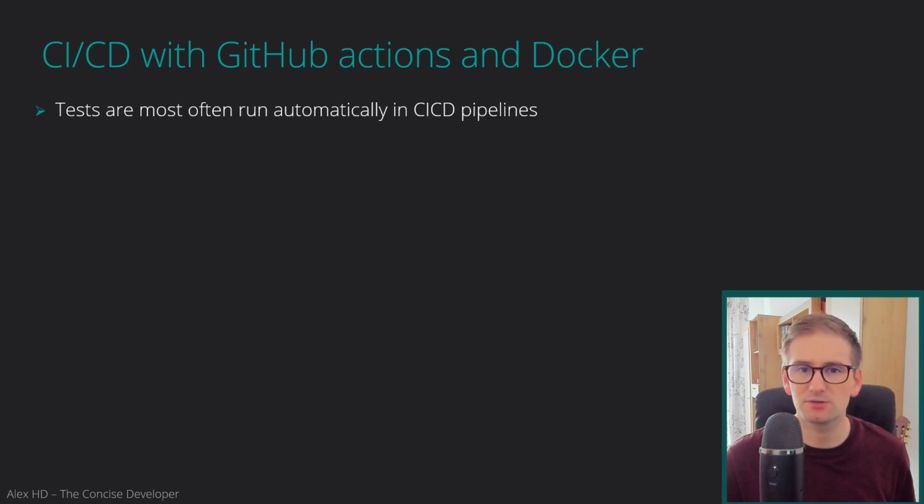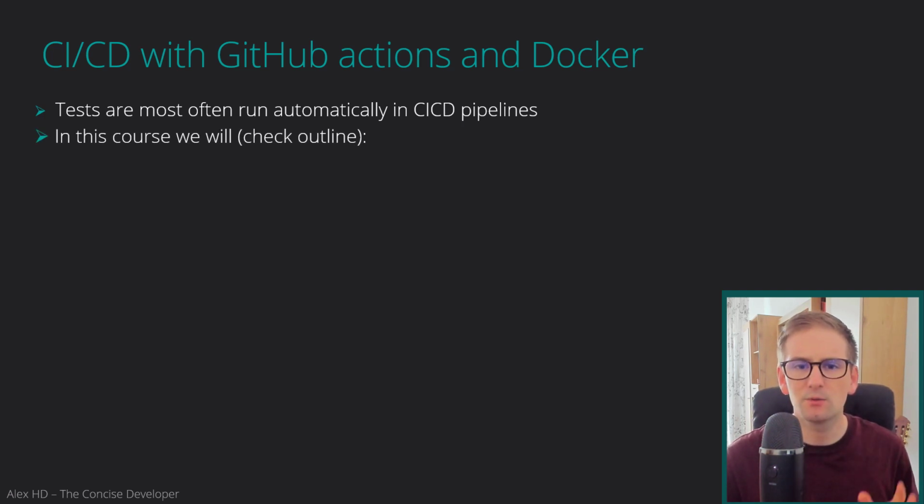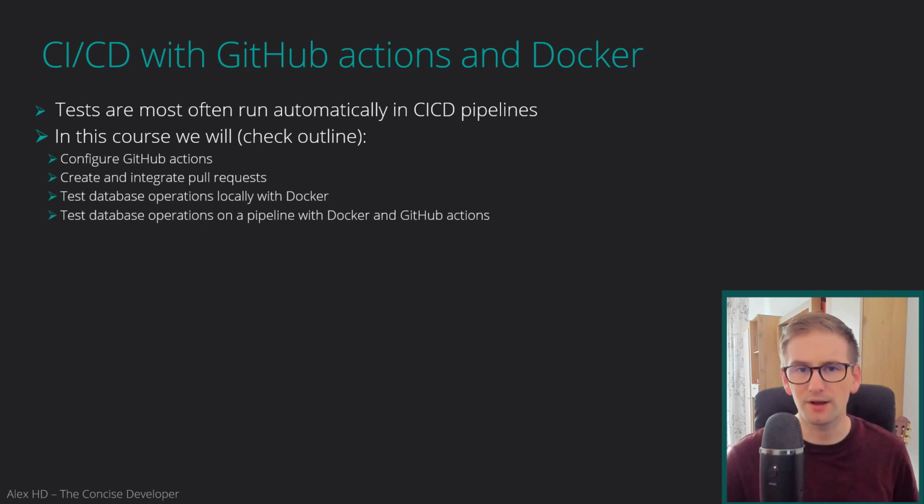What we will do inside this course, we will see that tests can not only be run locally, but they are an important part of any CI/CD pipeline. Of course, we will see what a CI/CD pipeline is, but more importantly, we will configure a lot of great technologies that are very in demand today. We are talking about GitHub Actions, we will configure it and we will create pull requests, we will break them, we will fix them, and then we will test databases locally with Docker, and then in the end we will test database operations on a pipeline with Docker and GitHub Actions.